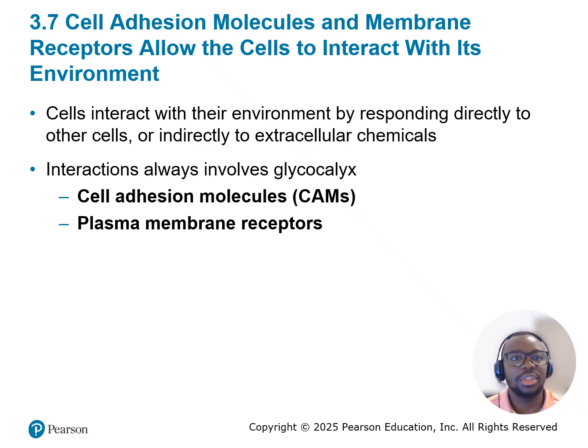Our next topic of discussion is how cell adhesion molecules and membrane receptors allow the cell to interact with its environment. Cells interact with their environment by responding directly to other cells or indirectly to extracellular chemicals. These interactions always involve the glycocalyx. The most important molecules cells use to interact with the environment fall into two large families, namely cell adhesion molecules and plasma membrane receptors.